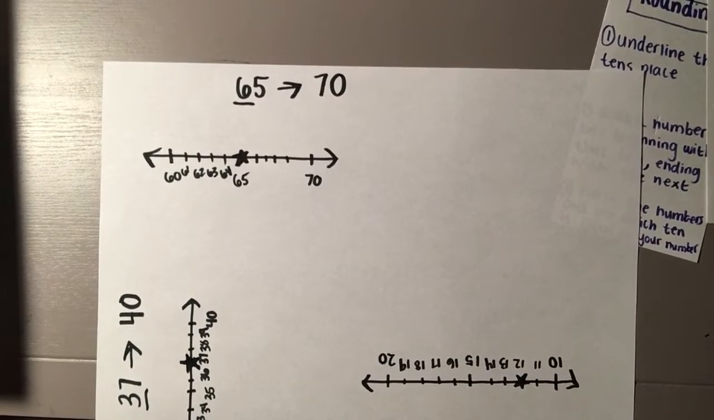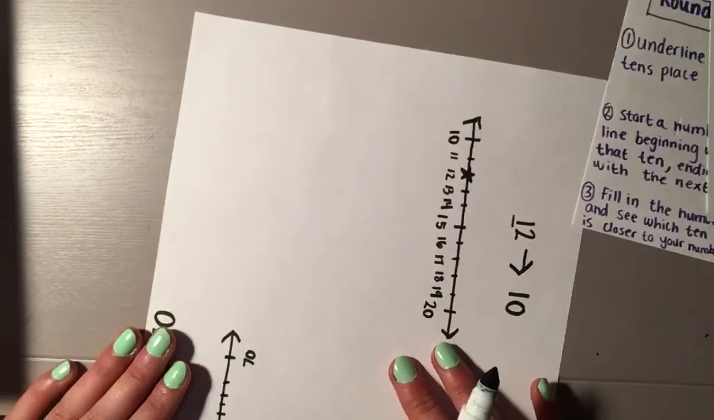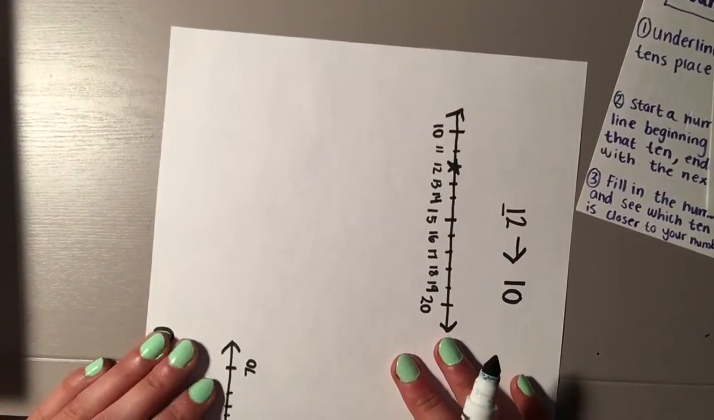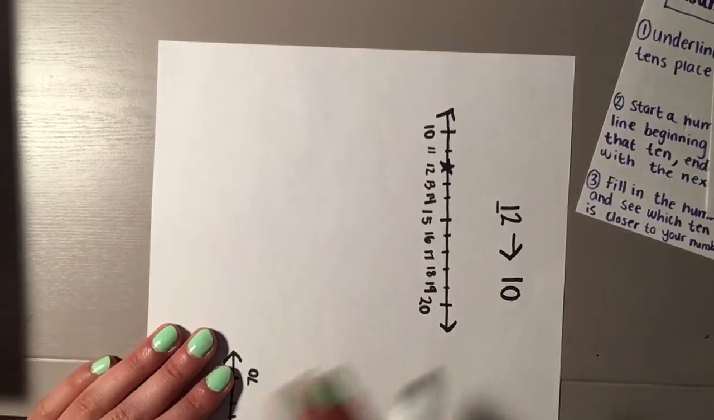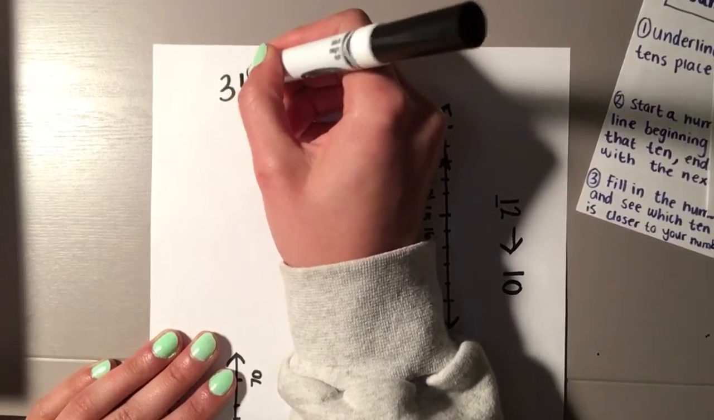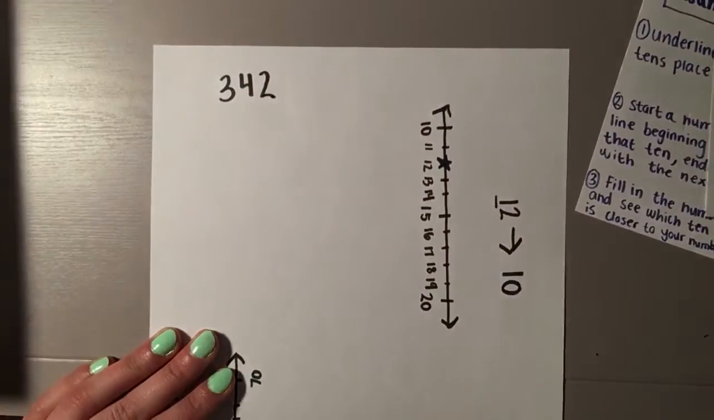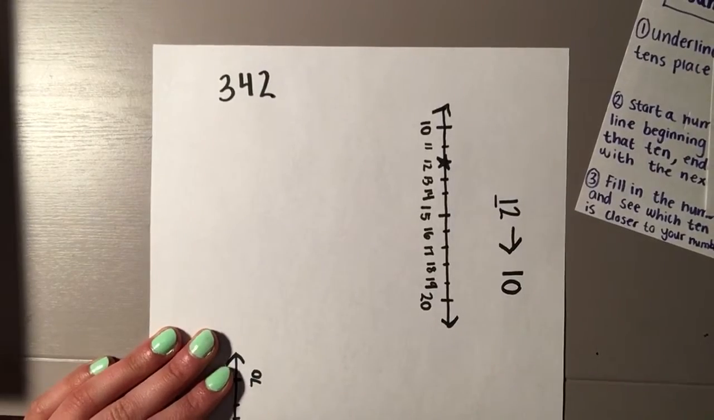Now, if you are someone who feels like you're ready for a challenge, you can do a bigger number. You can do a number in the hundreds place. So I'm going to say 342 is my number. I can still follow these steps.